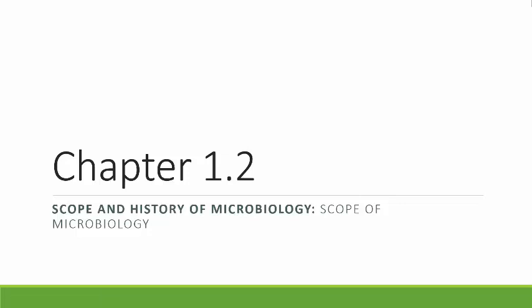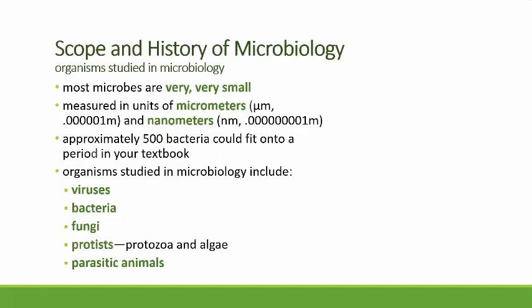Okay, so in this lecture, we're going to be looking at the organisms that are studied in microbiology. So let's get started. Microbes, as we have mentioned already in the previous lecture, are very, very small. We measure them in units of micrometers and nanometers. A micrometer is 1/1,000,000th of a meter. A nanometer is 1/1,000,000,000th, that's billion with a B, of a meter. So these are super, super small organisms.